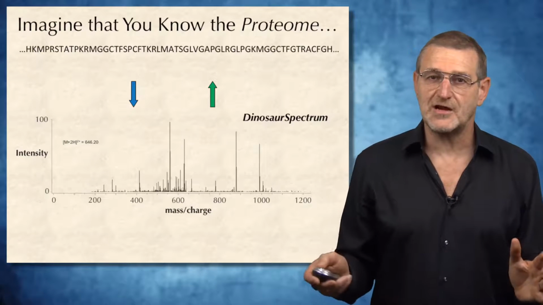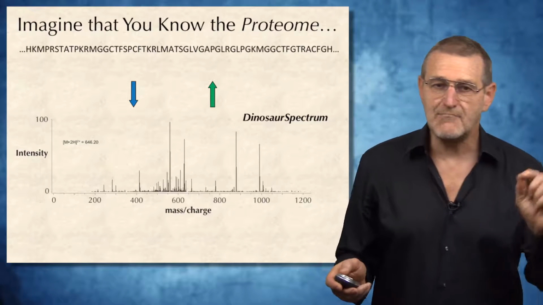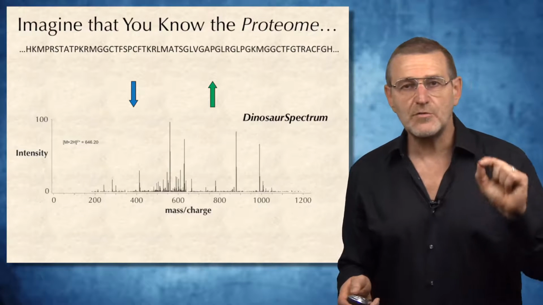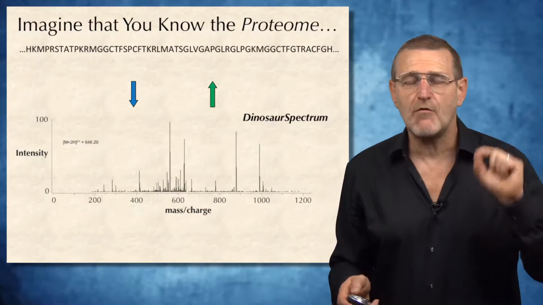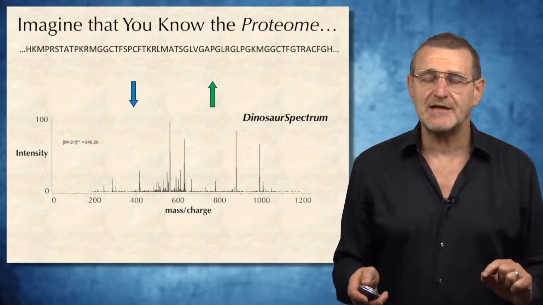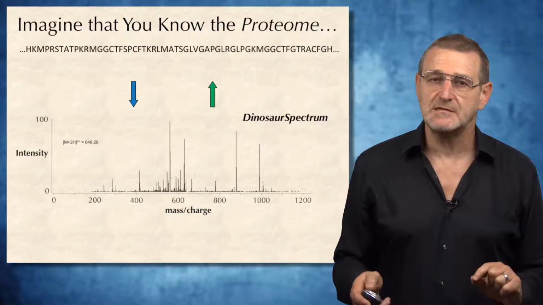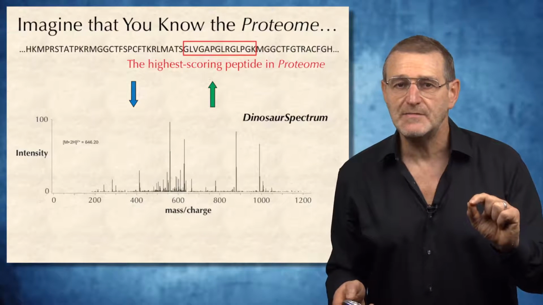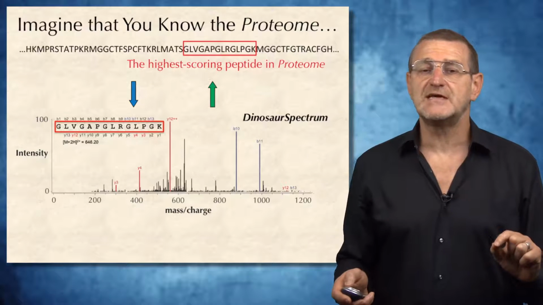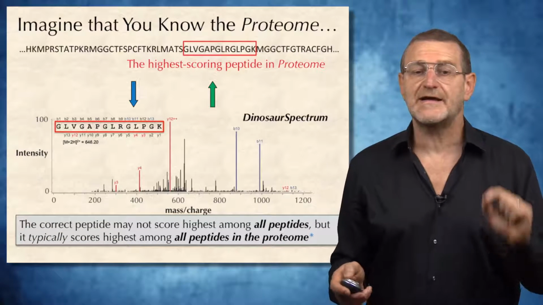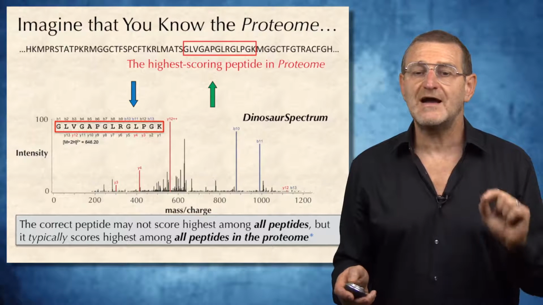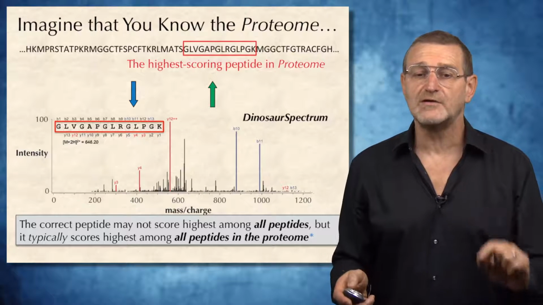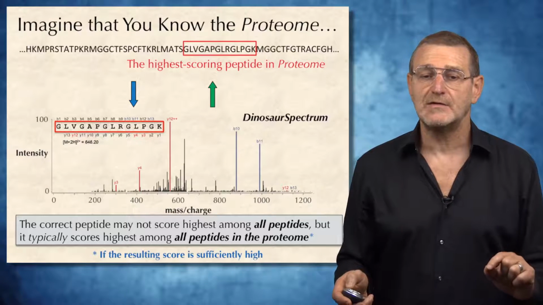is not biologically relevant. However, imagine for a second that you know the proteome of the species. If you know the proteome, what is the point of finding the highest scoring peptide among all peptides? Shouldn't we instead find the highest scoring peptide in the proteome? And it turned out that the correct peptide may not score highest among all peptides, but it typically scores highest among all peptides in the proteome.